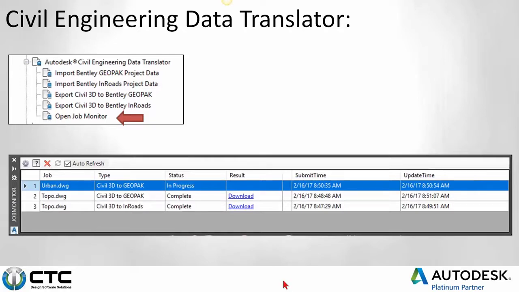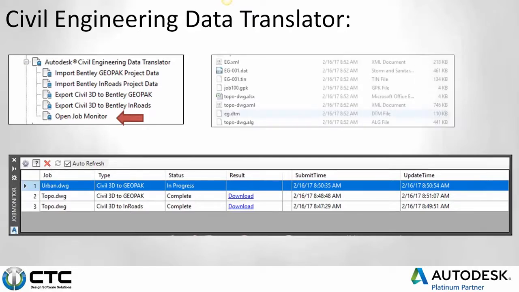My urban drawing that at this time was actually in the process, so I don't have that ability to download. So it's not going to put it in your File Explorer right away. You'll have to come into the job monitor, and once it's complete, download it, and then download it to the file location that you want.